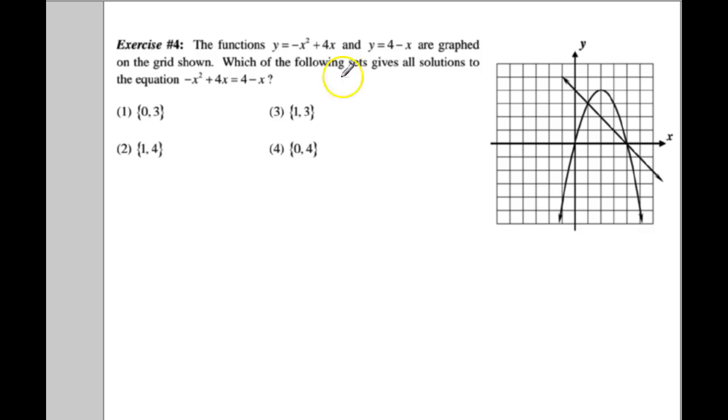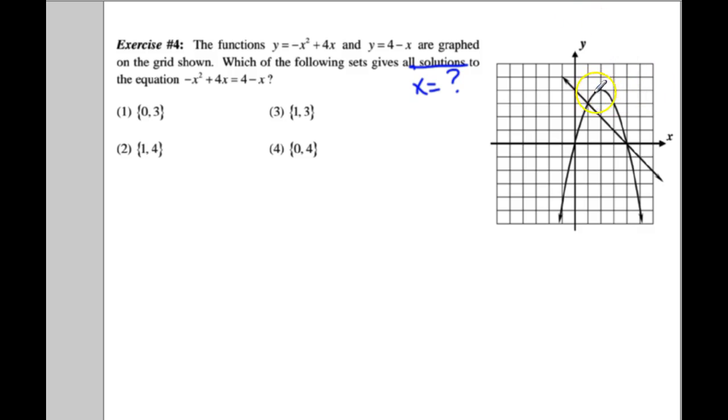Our final example says the functions y equals -x squared plus 4x and y equals 4 minus x are graphed on the grid below, which is right here. Which of the following is a given set of solutions? When they're asking for solutions, I'm asking you what are my x values? What is x equal to? Solutions to the equation -x squared plus 4x is equal to 4 minus x. All I'm asking here is, what is the point of intersection?